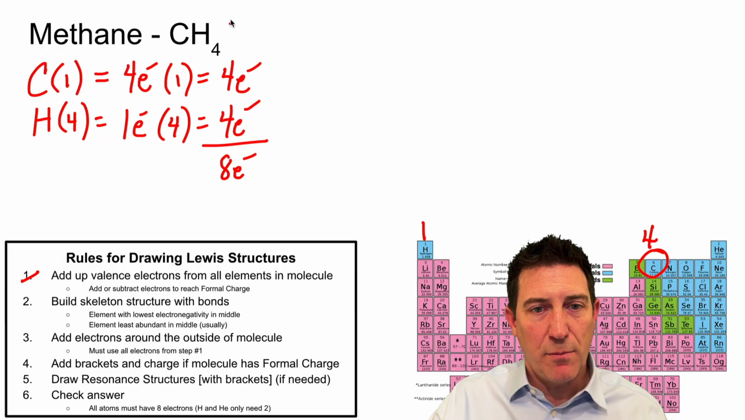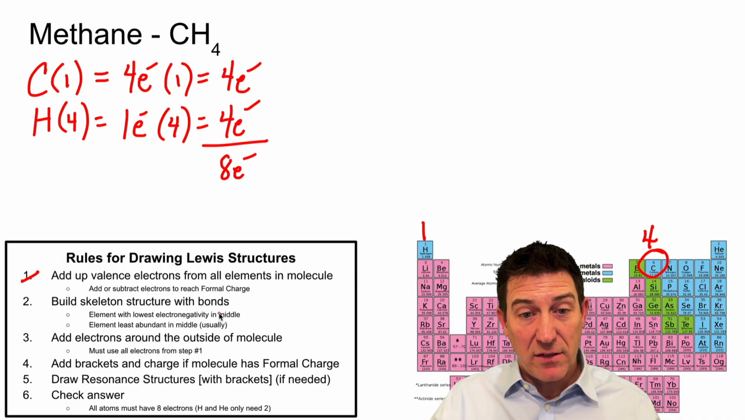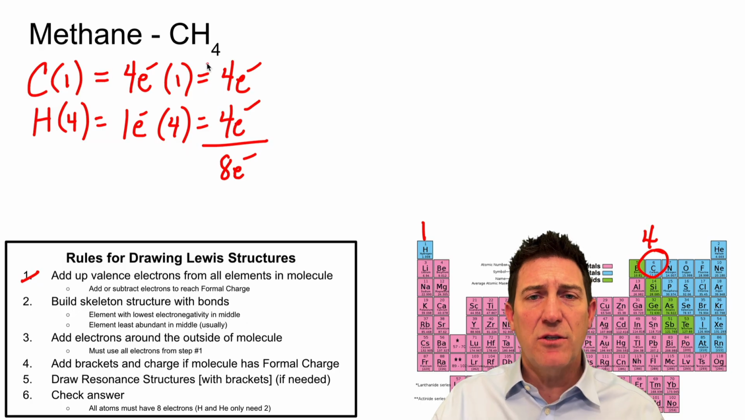Remember, formal charge would be if it had a plus or a minus 2 up here. It does not, so I don't need to worry about formal charge. Build the skeleton structure with the bonds. Well, I have carbons and I have hydrogens. So what goes in the middle?